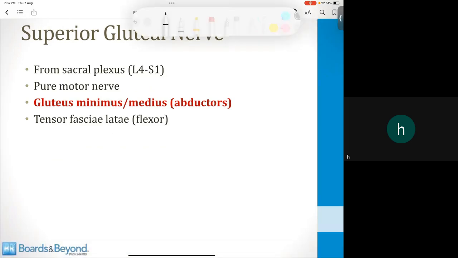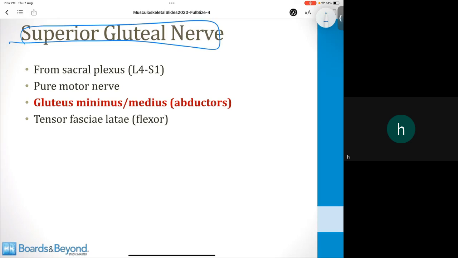Okay, so let's discuss the nerve supply of different muscles. The superior gluteal nerve is going to supply which muscles? Really simple, really important. The gluteus medius and minimus, right?